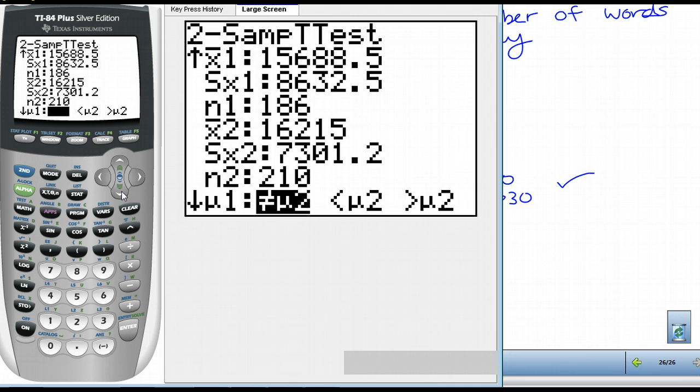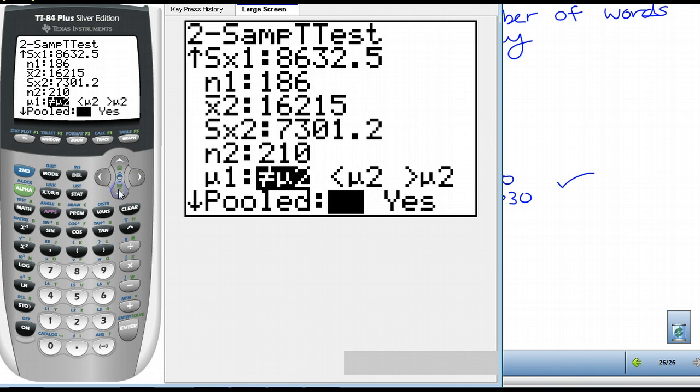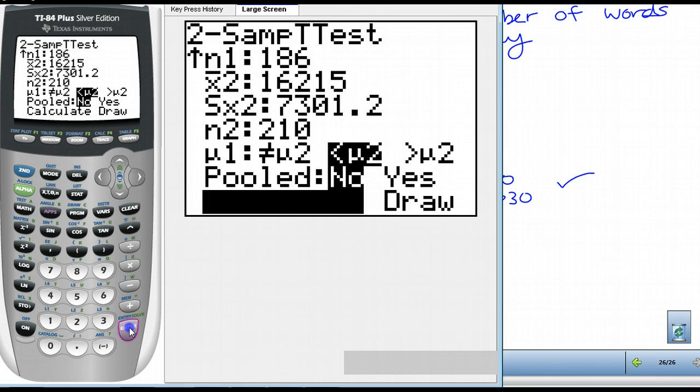And again, it made no difference for this, so we're not going to say that we're going to pool. We'll keep it unpooled. We are testing less than mu2 because the way that we wrote it was men is less than women. And let's calculate.